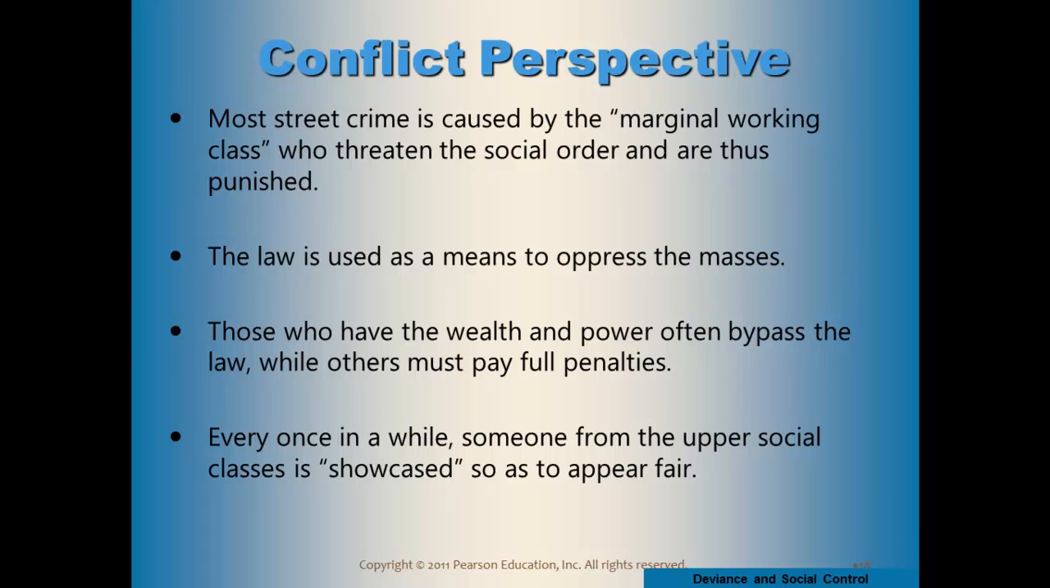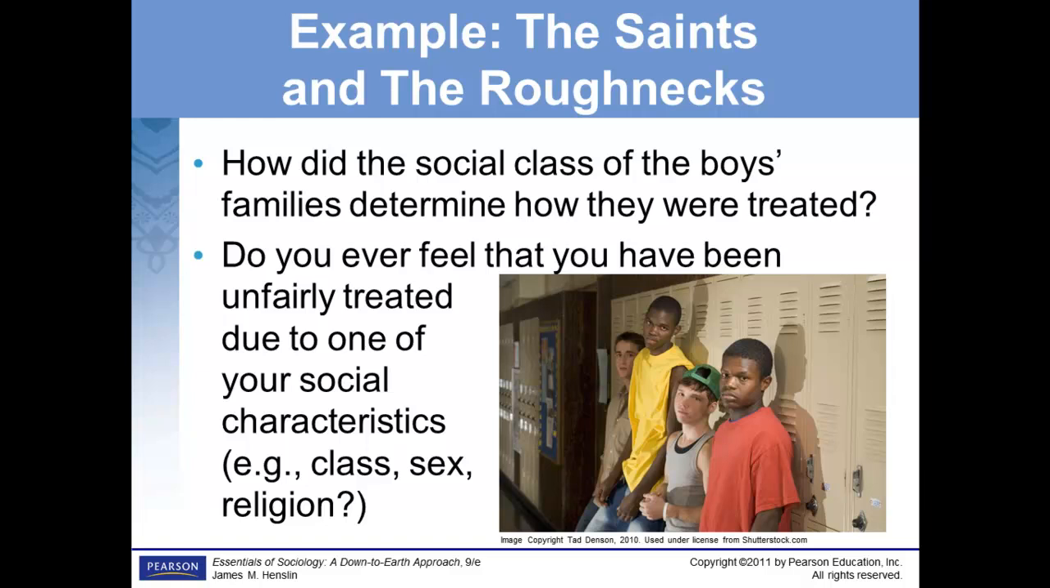And yet, again, you look at all the things that happened on Wall Street, and most of those bankers walked away from that without any penalty at all. So a conflict theorist would say that, of course, this is what happens. And conflict people would be very much behind and in support of the Occupy movements.